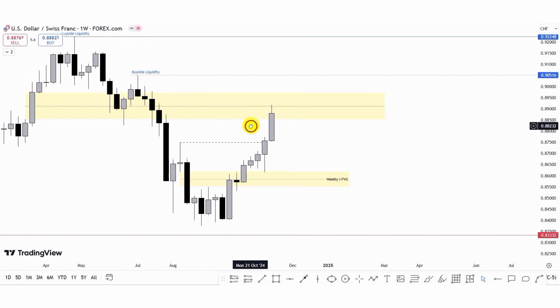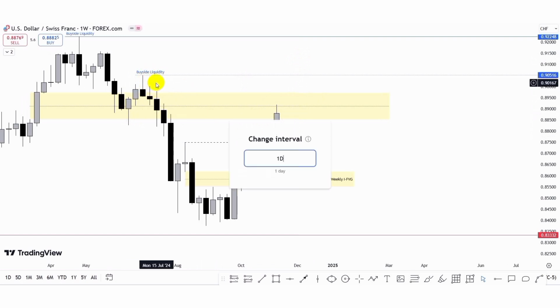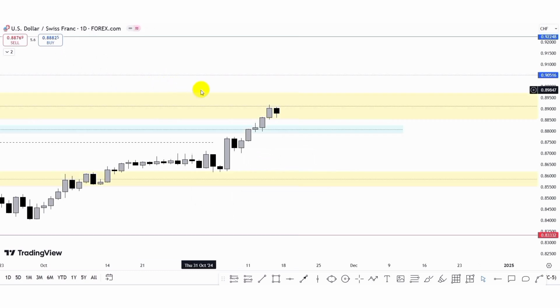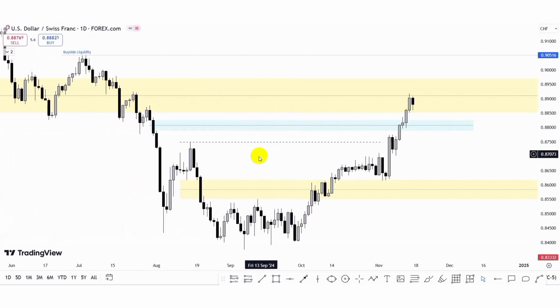But since we can see that price is reacting at the inversion fair value gap in confluence to this institutional order flow, we could see the possibility of price rejection to the downside before we have the bullish continuation to take out this buy side liquidity. So let's drop to the daily time frame to look out for zones that we could see the possibility of price returning to before we have the bullish continuation.